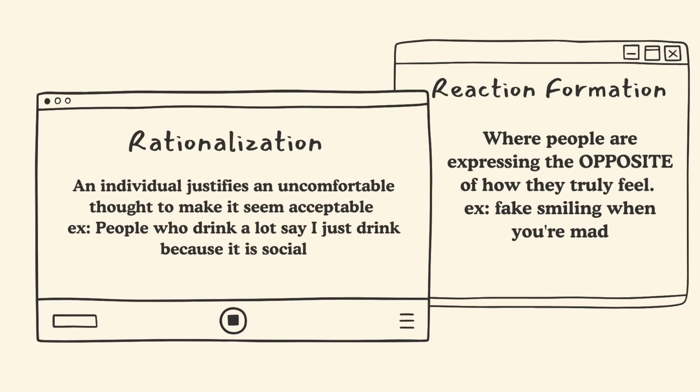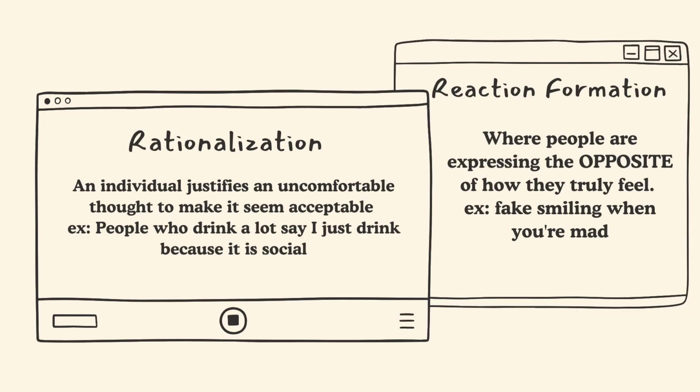Rationalization. This is when an individual justifies an uncomfortable thought to make it seem acceptable. Usually it's something socially acceptable. So people who really like to drink a lot will always say that they just drink because it is social. They blame it on a socially acceptable thing, but you shouldn't drink a lot, to be honest, even though you like it.